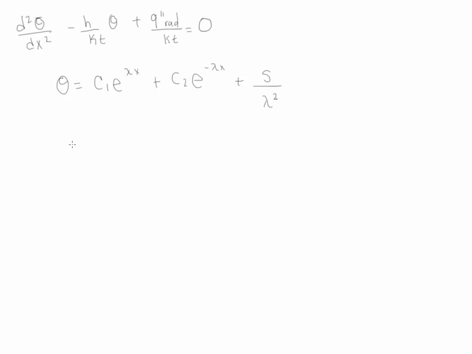The value of s is the source term, which in our case is equal to the flux of radiation divided by kt. Lambda is the constant coefficient, which is equal to the square root of h over kt.